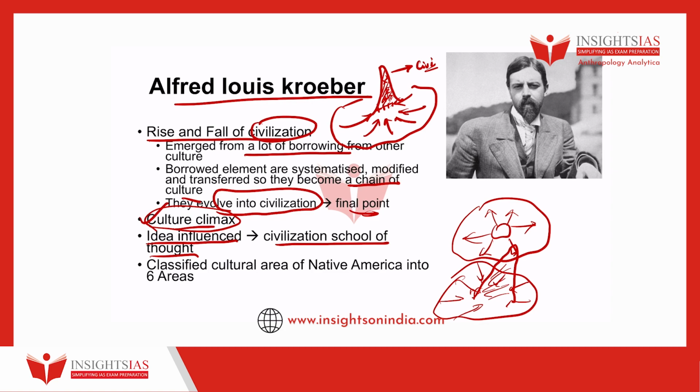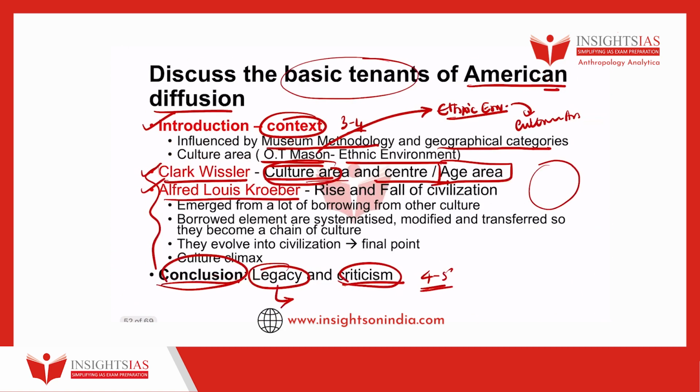Okay, so this is the basic tenet of American diffusion. In your answer, therefore, you'll have to write briefly about the introduction, the context, and talk about Clark Wissler, culture area, culture center, and age area concept, and Alfred Lewis Kroeber's rise and fall of civilization. And in the conclusion, a little bit about the criticism, and finally, the legacy of American diffusion.